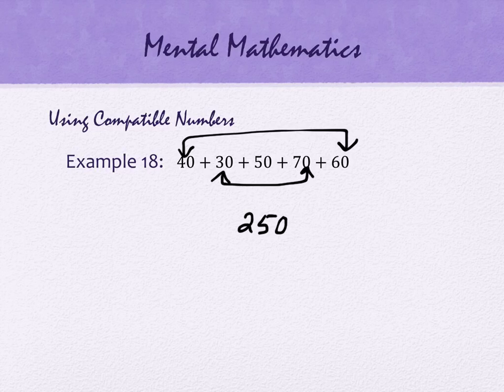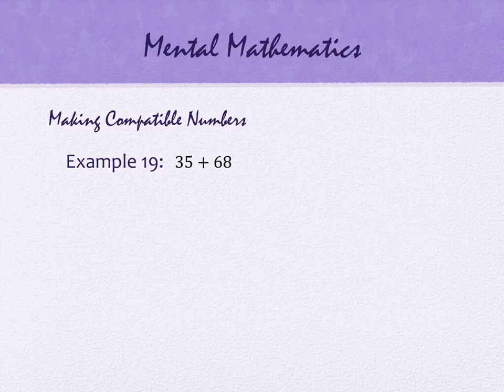And we're allowed to do that because addition is what we call commutative, right? Commutative, we can switch the order of things. It's also associative, so we can group things together in different ways. We can make compatible numbers.